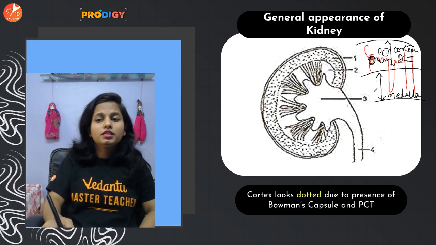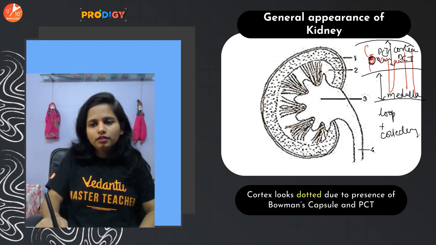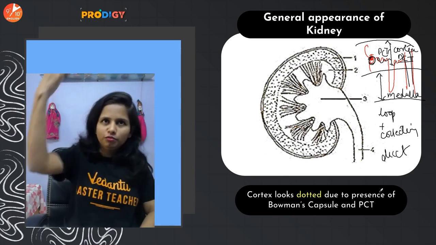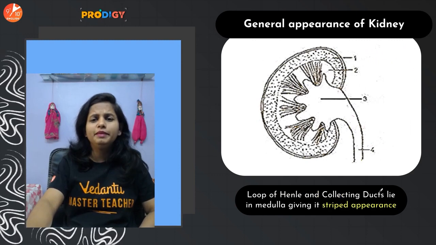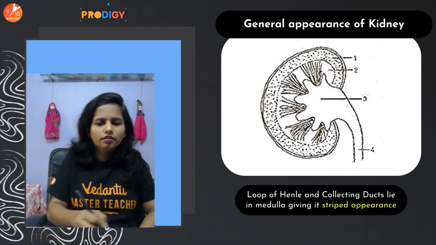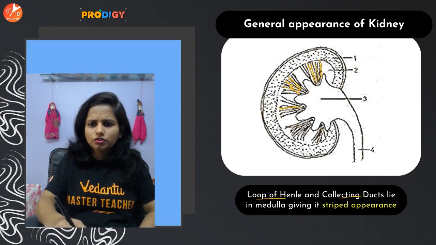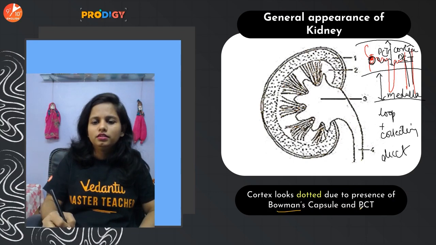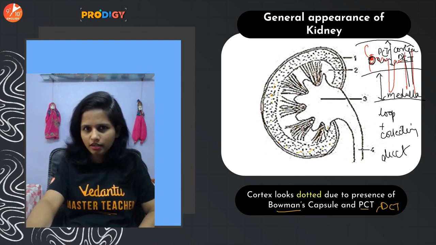because of which the cortex region gets its dotted appearance. But if we see the loop of Henle, and the collecting duct, this is the collecting duct which collects the urine from numerous nephrons, of course. So they lie in the medullary region, because of which the medulla gets its striped appearance. As I mentioned, the loop of Henle and the collecting duct give the medulla its striped appearance, whereas the Bowman's capsule and the PCT and DCT give the dotted appearance to the cortex. I hope this is clear.